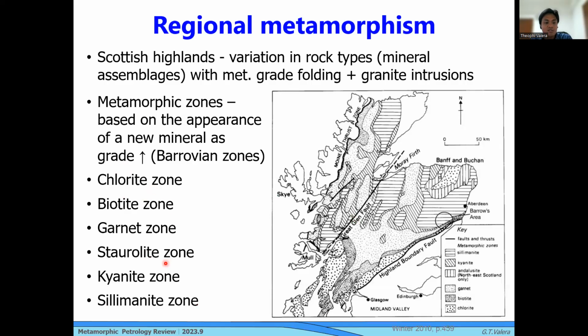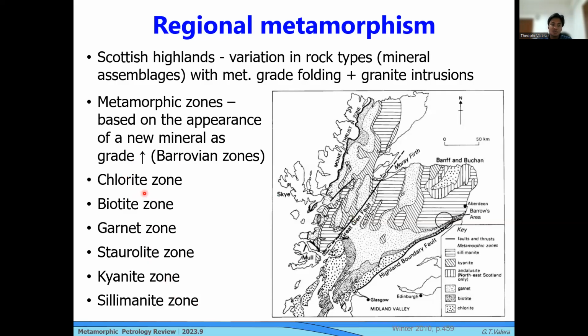Of course, they are equivalents, but instead of the metamorphic grades na based on mafic rocks, as we can see from here, these zones are based on index minerals typically found in metamorphosed pelitic rocks, so mudstones, shales. Yeah. But the same is true. In terms of mineralogy, it also changes depending on the temperature. So metamorphic zones are based on the appearance of a new mineral as the metamorphic grade increases, as temperature increases.